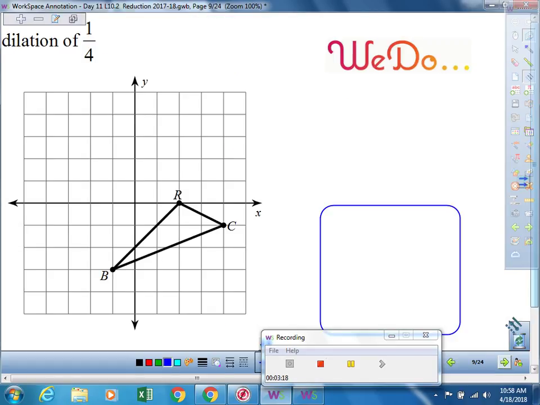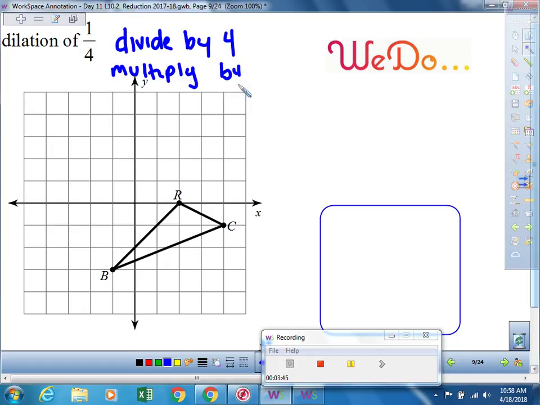Okay, let's look at this one. On the next one, write the rule above the graph, dilation of 1/4. And all this means is divide by 4. You can also multiply by 0.25. All right, let's do it again.